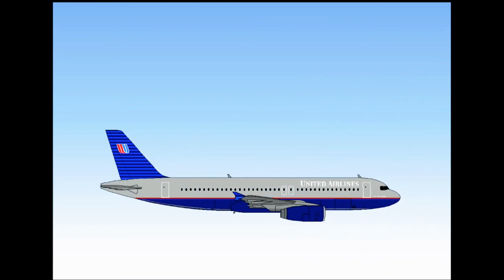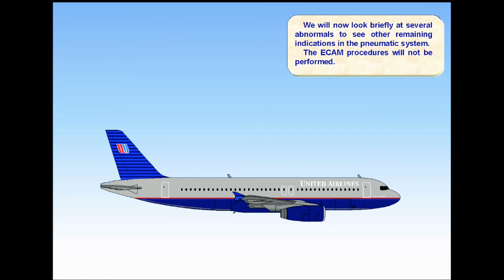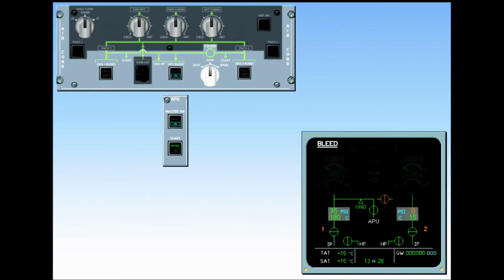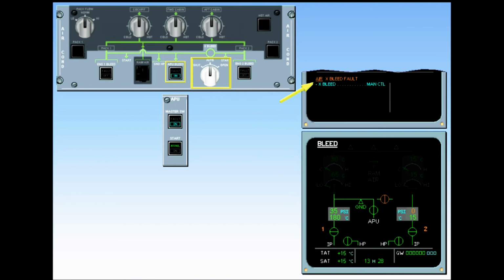We will now look briefly at several abnormals to see other remaining indications in the pneumatic system. The ECAM procedures will not be performed. In normal operation, the cross-bleed valve automatically opens when the APU bleed is switched on. If it should fail to open, there is an ECAM caution and the cross-bleed valve is displayed cross-line amber to indicate disagreement.